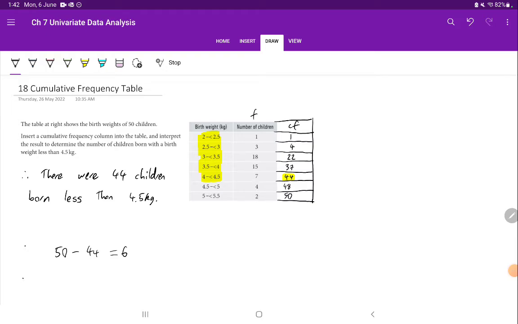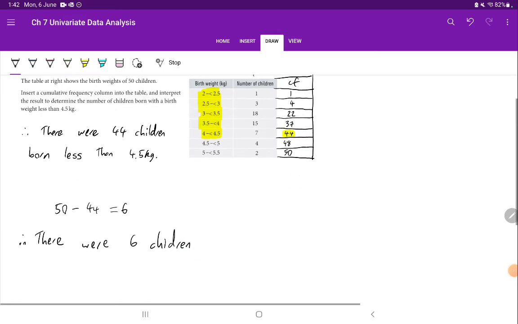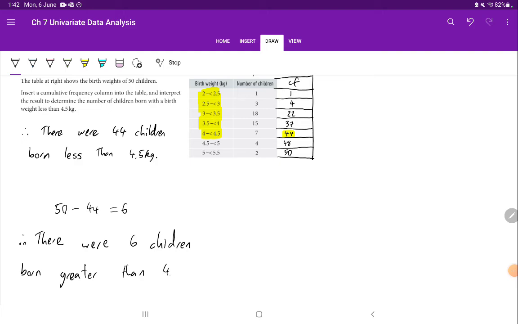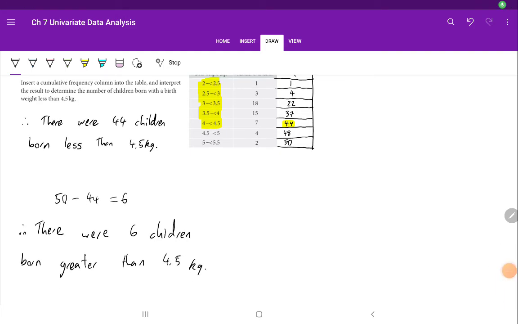So therefore, there were 6 children born greater than 4.5 kilograms. And all of this makes sense in total because we can recognize that if there were 44 children who were less than 4.5 and there were 6 children greater than 4.5, well, in total, there must be 50 people, and indeed there are.